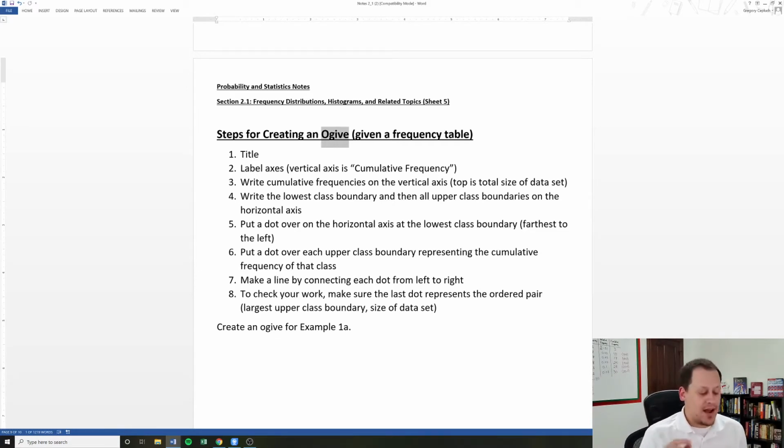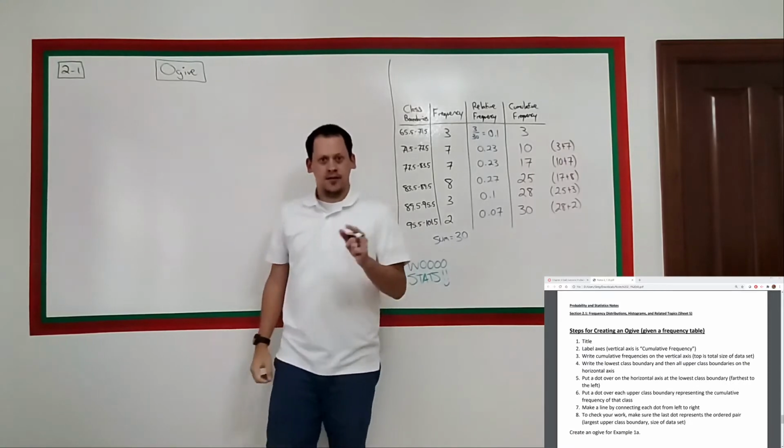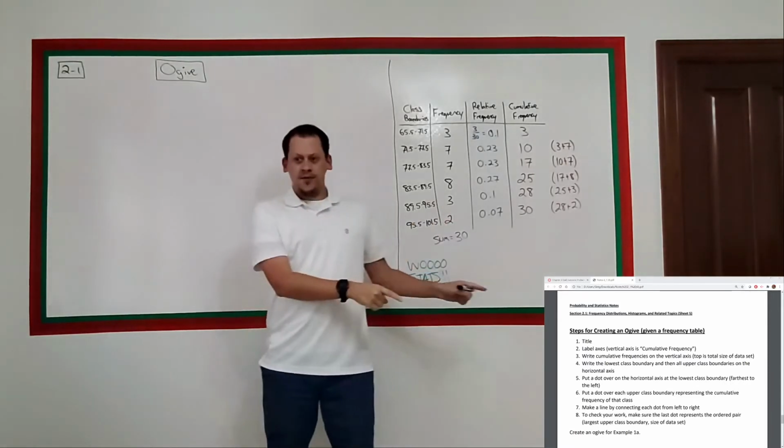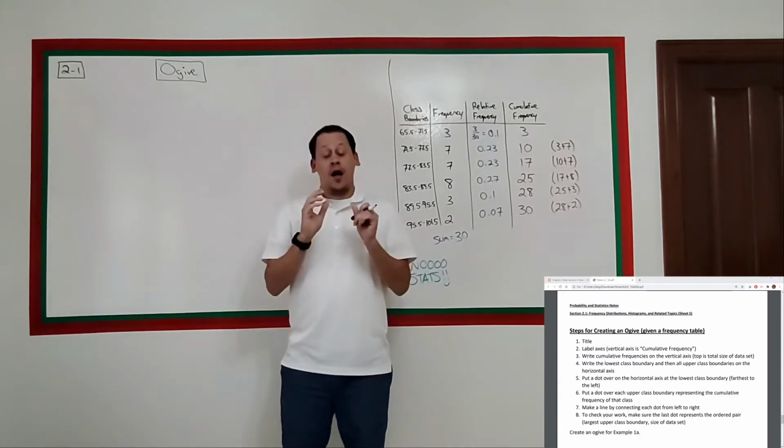So, from a frequency table, from that information, we can create a basic histogram, we can create a relative frequency histogram, and we're going to learn in a minute how to create an ogive. But in order to do that, I need to go back to the board. So give me a sec to go back there. All right, let's make an ogive. So we've got our steps right down here. We just need to follow them.